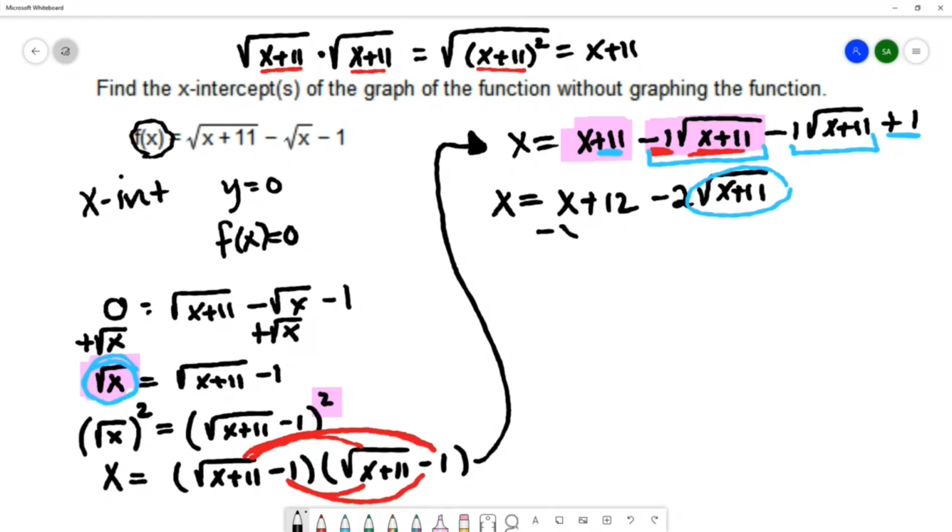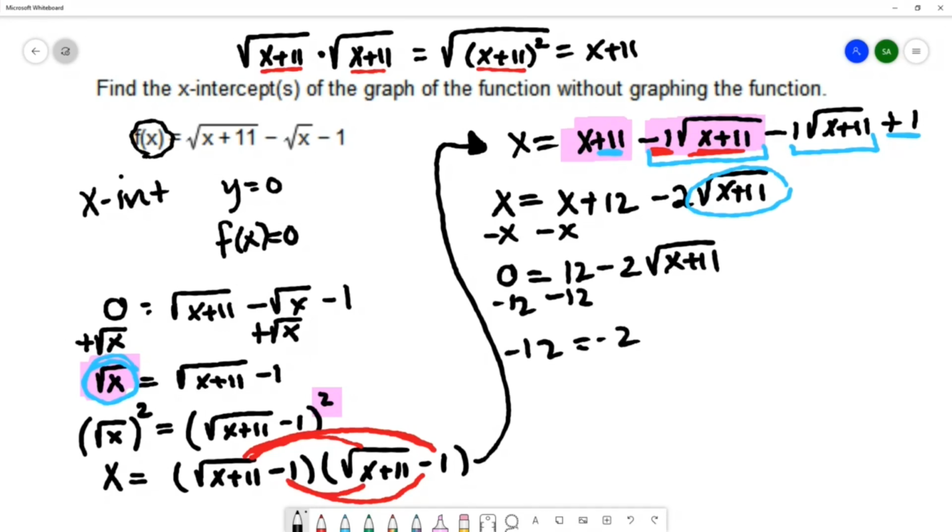So I'm going to subtract x on both sides. So 0 equals 12 minus 2 square root of x plus 11. I'm going to subtract 12. So negative 12 equals negative 2 square root of x plus 11. And then I'm going to divide both sides by negative 2. Negative 12 divided by negative 2 is positive 6. And now I've isolated this radical.